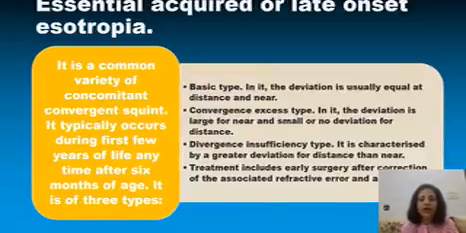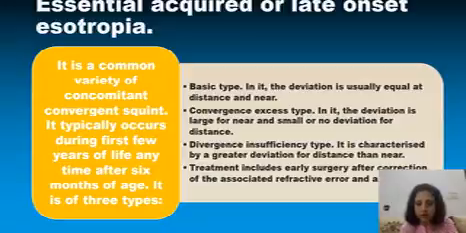Essential acquired or late onset esotropia. It will be the most common variety of concomitant convergent squint, typically occurring during the first few years of life, anytime after 6 months of age. Basic deviation will be equal for distance as well as for near.